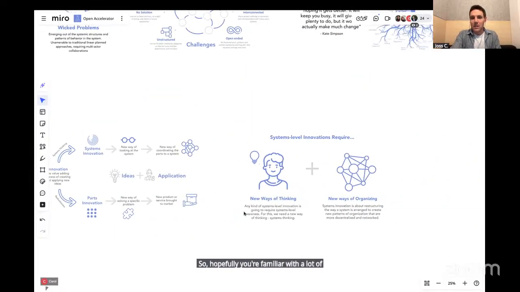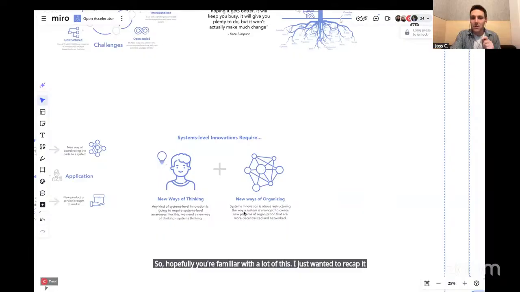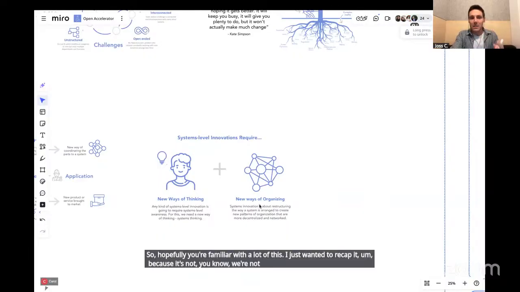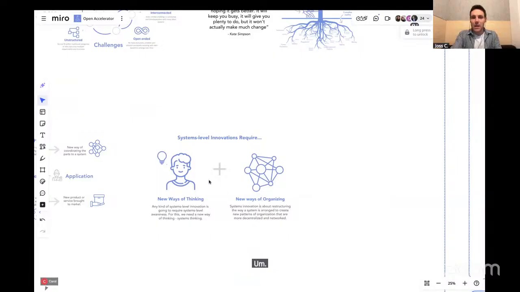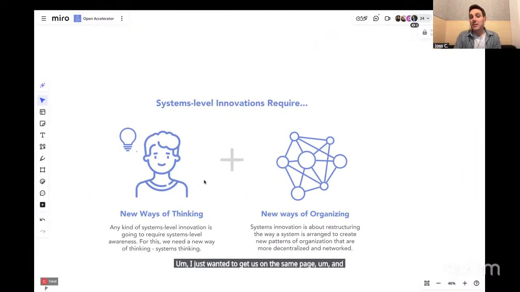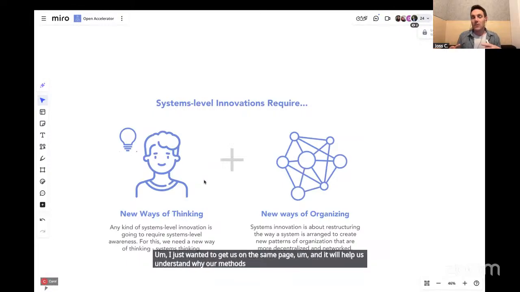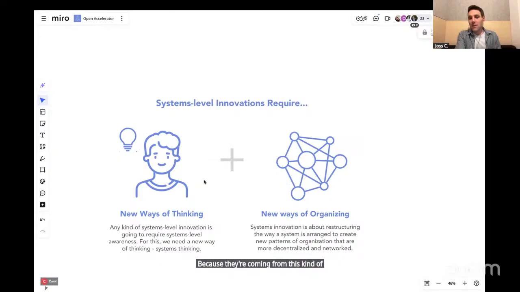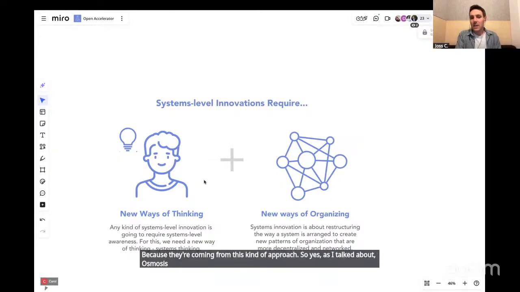So hopefully you're familiar with a lot of this. I just want to recap it because we're not going to be covering too many ideas. We do all that in our learning series, but I just wanted to get us on the same page. And it will help us understand why our methods and tools are the way they are because they're coming from this kind of approach. So yes, as I talked about, ultimately it's about new ways of thinking because innovation is about ideas, new ways of looking at the world.